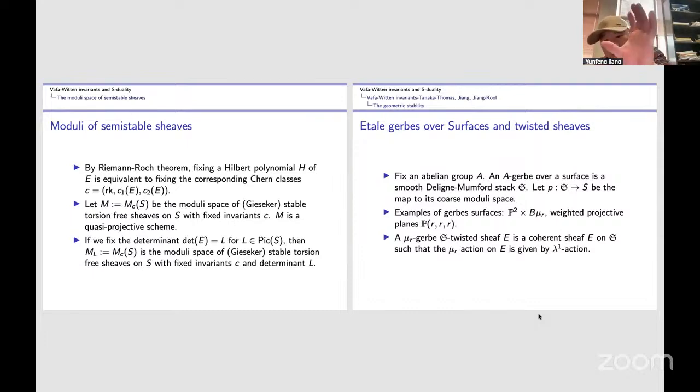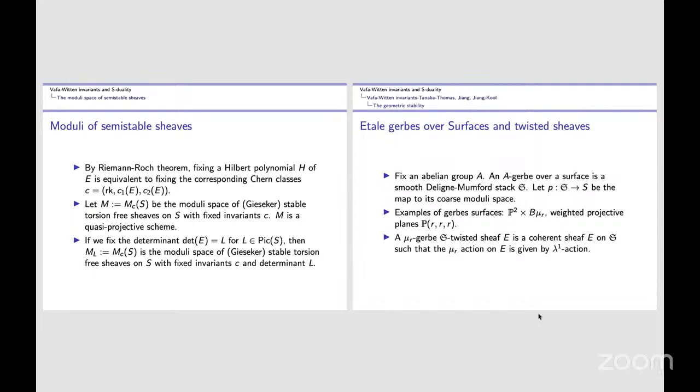You can split the mu_r action as lambda 1, lambda 2, which are the eigenvalues of the mu_r action. I always take the eigenvalue corresponding to e^{2 pi i / r}. Is that okay? This is the eigenvalue. So this is a special subcategory in the category of coherent sheaves on the Deligne-Mumford stack. This I call the twisted sheaf.